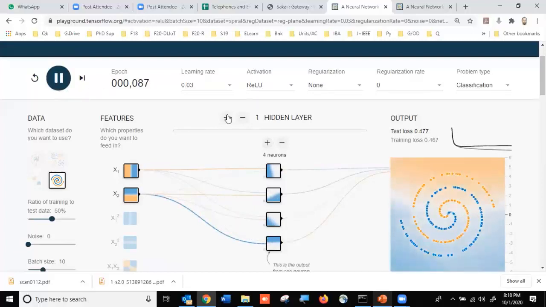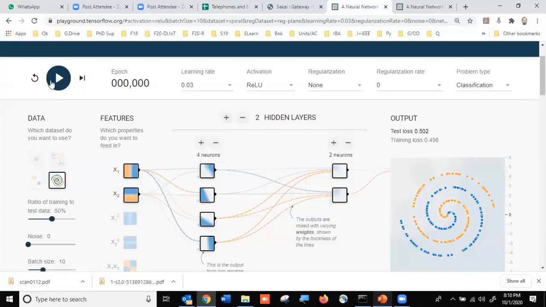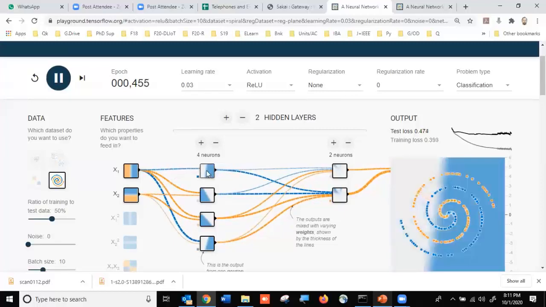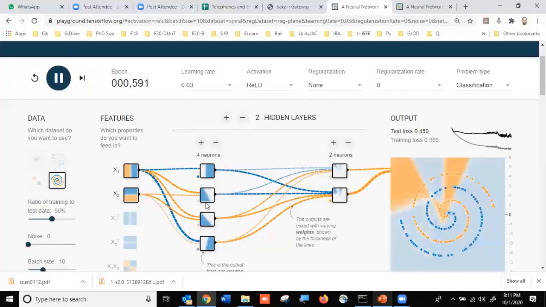It's not going to get anywhere. I'm going to add another layer, okay? Now let's see what happens. You can see it's trying really hard. It's coming up. Now look at the difference between the first layer and the second layer. Notice the first layer is all linear, all right? These are all linear shapes. But the second layer, which is a non-linear combination of the first layer, is now not linear anymore, all right?